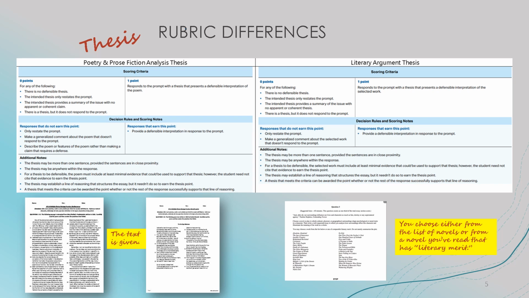Right now, know that the difference between the literary argument and the prose and poetry is the one sentence highlighted in yellow that states, "Describe the poem or features of the poem rather than making a claim that requires a defense." This sentence means when you write your theses for your prose or poetry analysis, do not paraphrase or quote parts from the given poem or prose passage without giving your argument or opinion. A simpler way of thinking about this is, do not write a thesis sentence by paraphrasing or quoting parts from the text given.